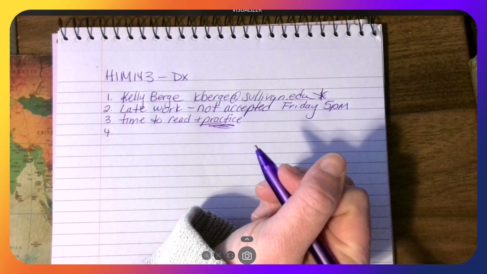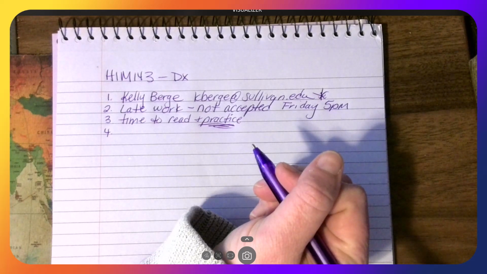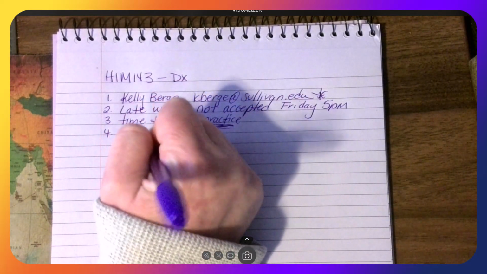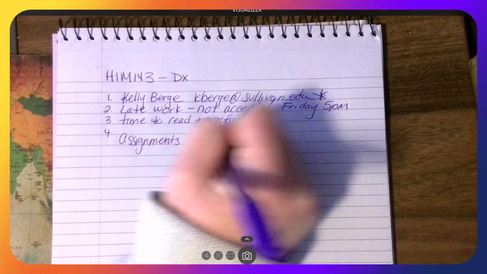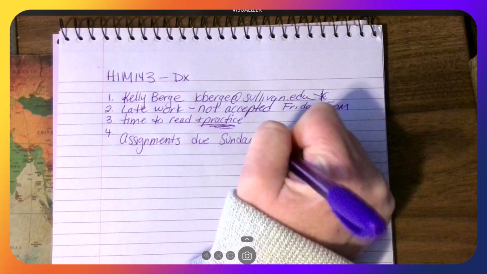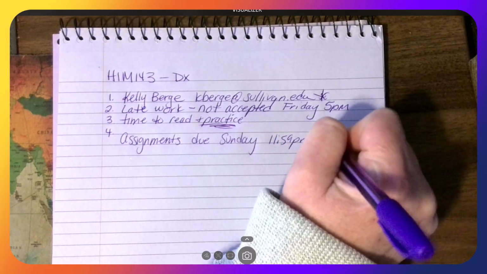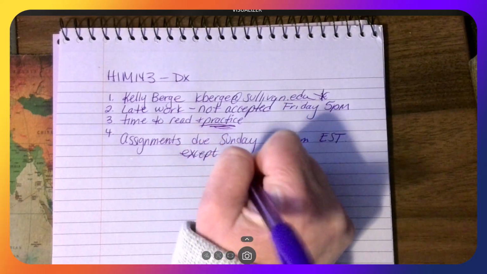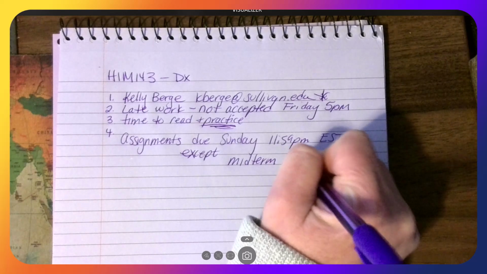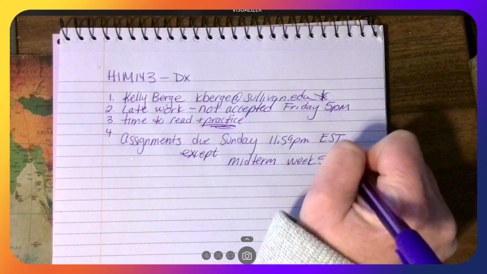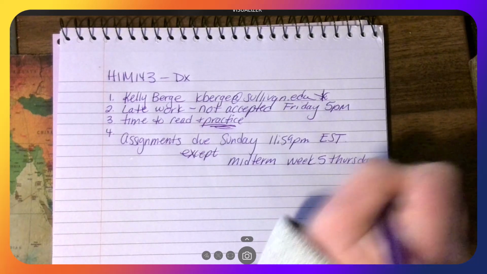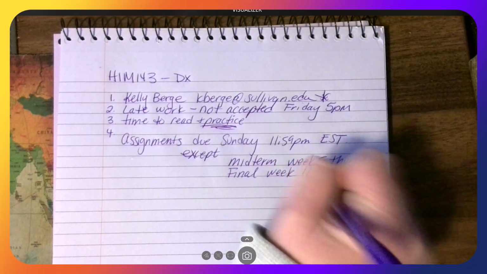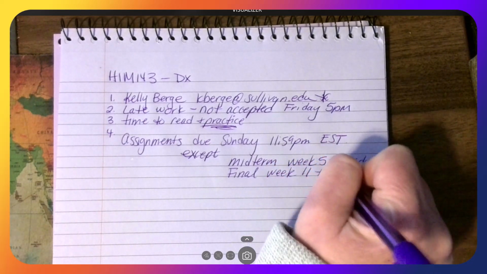And then one more thing that I wanted to discuss. All assignments are due Sunday at 11:59 p.m. Eastern Standard Time, except the midterm, which is due Thursday of week 5, and the final, which is week 11 and also due Thursday.